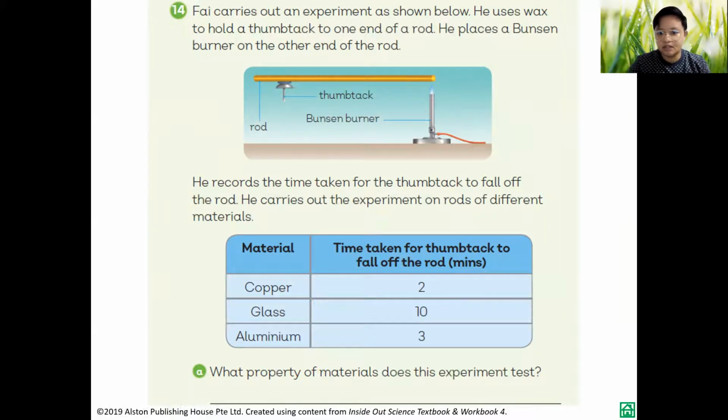He carries out the experiment on rods of different materials. So Phi uses rods made of different materials. He used a copper rod, a glass rod, and an aluminum rod. So what property of materials does this experiment test? You've already seen the answer.